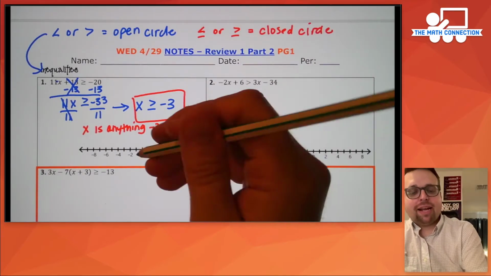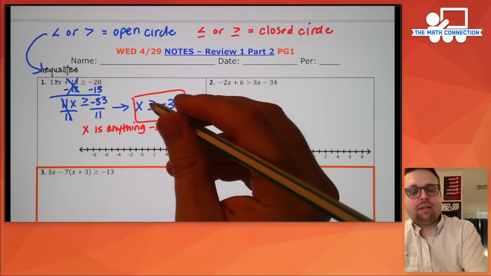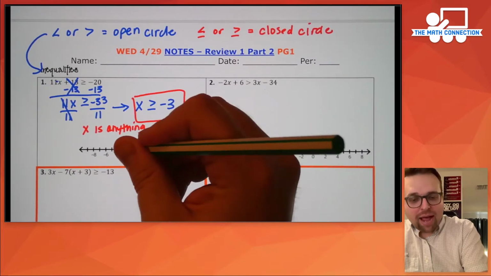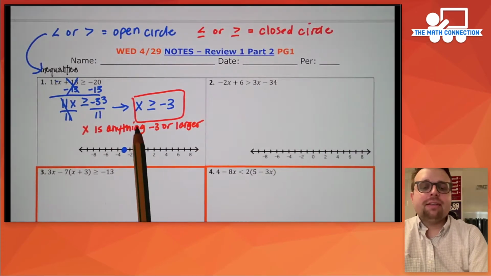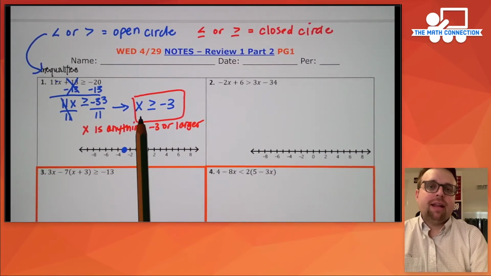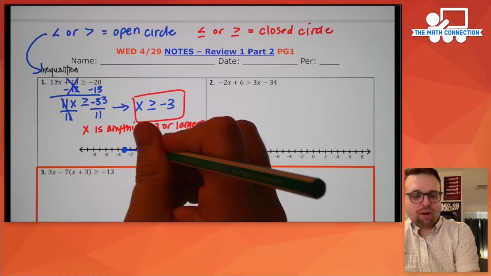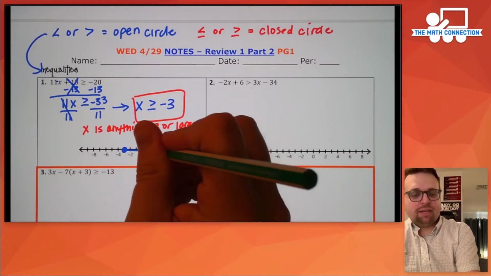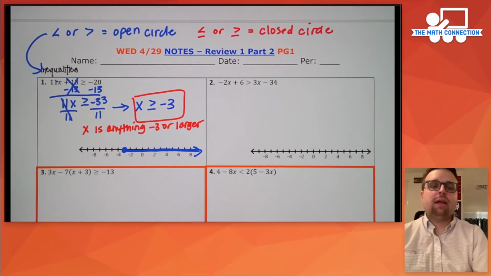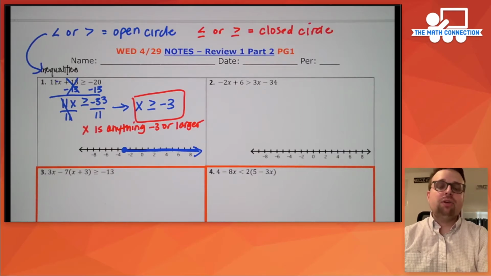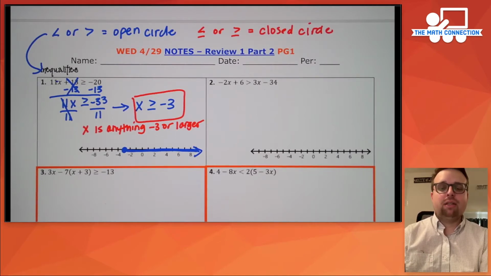So let's go to -3. It's right here. And it's a closed circle because this is greater than or equal to. So at -3, we're going to draw a big closed circle. And then since x is greater than -3 or equal to it, the shading is going to be to the right. Because this means that it is greater than or equal to. Okay, and that's it. That's the answer. You do the same process for all of these. So let's go ahead and dive into number 2 here after I take a little sip of some water.